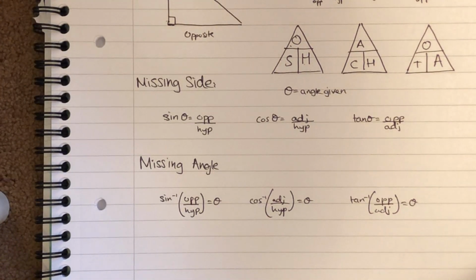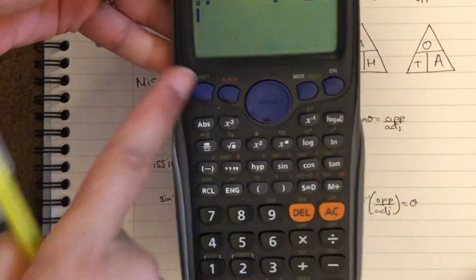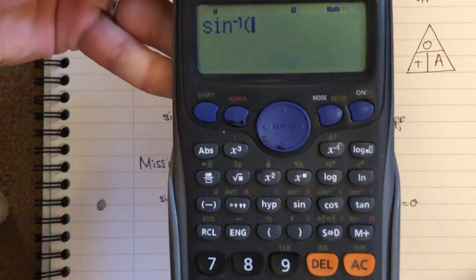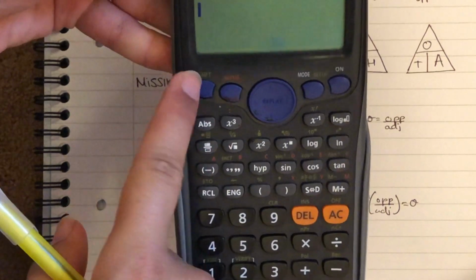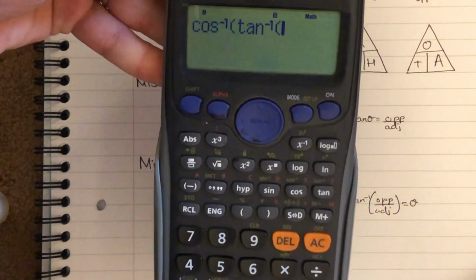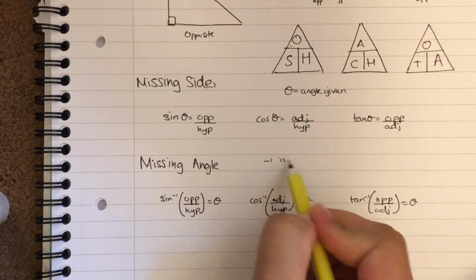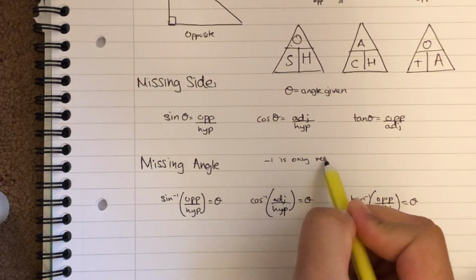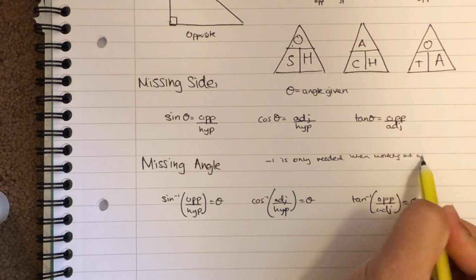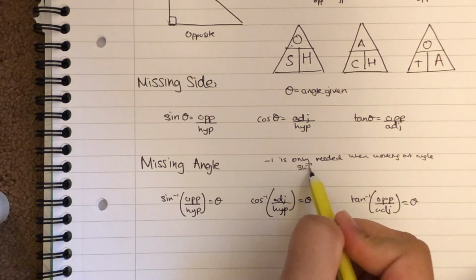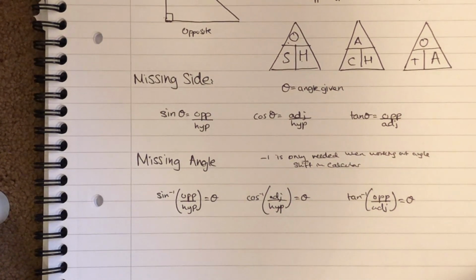Now, how do I get sine minus 1, cos minus 1, and tan minus 1? I look at my calculator and I click shift, then I click sine. That will give me sine minus 1. I do not do sine to the power minus 1. I click shift, sine, shift, cos, and shift, tan. That will give me sine minus 1, cos minus 1, and tan minus 1. Now, the minus 1 is only needed when working out an angle. Use the shift in the calculator. You do not do to the power minus 1. Okay, so these are our rules.